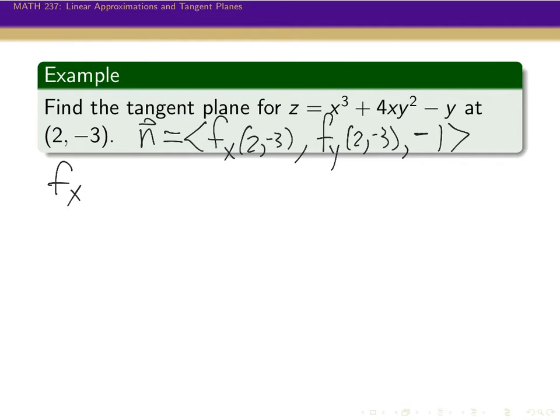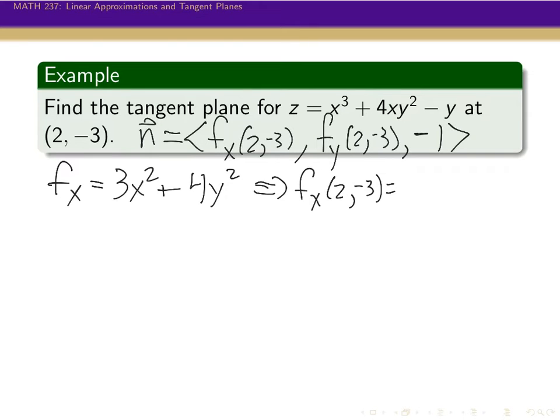So fx is going to be 3x squared plus derivative of 4xy squared in terms of x is going to become 4y squared. And then the minus y at the end is just going to go to 0. And so if I plug in 2, minus 3 into that, I get 2 squared is 4 times 3 is 12, plus 4 times 9 is 36. 12 plus 36 is 48, I believe.